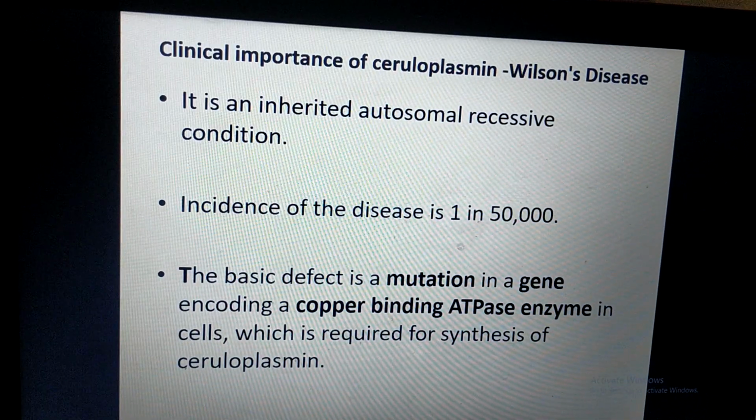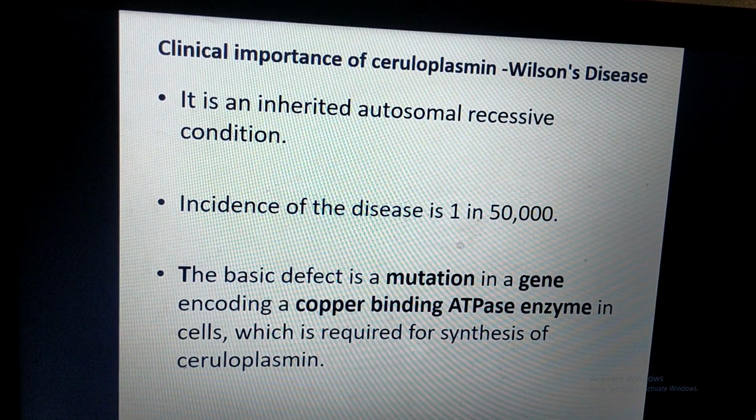Now we will see the clinical importance of ceruloplasmin, that is Wilson's disease. It is an inherited autosomal recessive disease with an incidence of 1 in 50,000. The basic defect is a mutation in the gene coding for the enzyme copper binding ATPase, which is required for synthesis of the holoprotein ceruloplasmin, as we have just seen. So due to mutation in the gene, this ATPase enzyme is not synthesized in the patients of Wilson's disease.